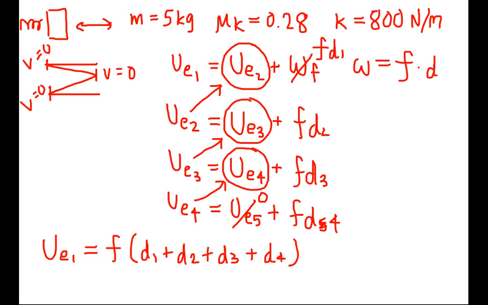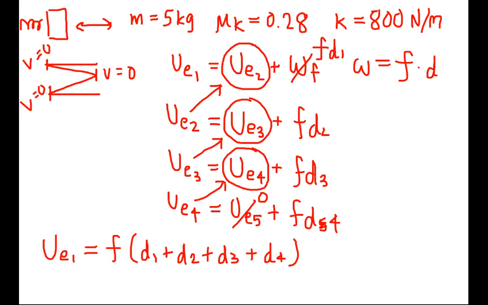Is E1, is that the potential energy after its first movement, or is that its initial potential energy? That would be its initial potential energy. So that would be the potential energy right before its first oscillation. Yeah, so that's the initial potential energy when the spring is compressed to distance x.